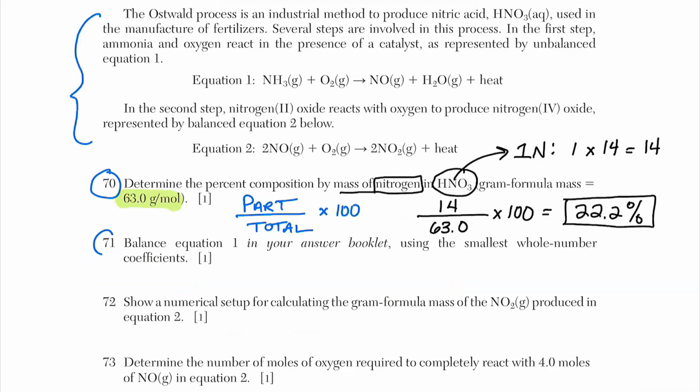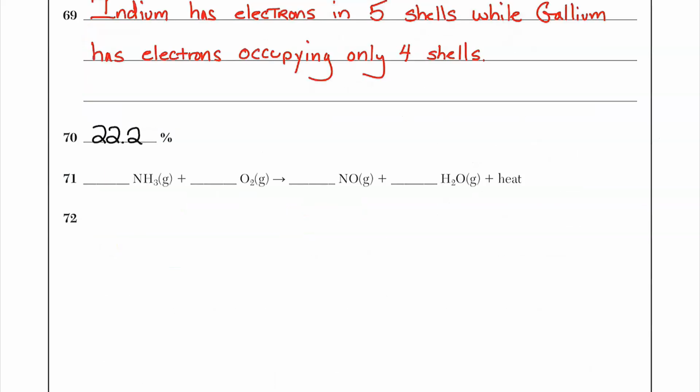Number 71: balance the equation in your answer booklet using the smallest whole number coefficients. So they're telling you to make sure you use the least whole numbers. Okay, let's go to the answer booklet and do our little puzzle of balancing, because that's what it is. It's definitely a puzzle, but you're trying to have the same number of atoms and type on both sides.